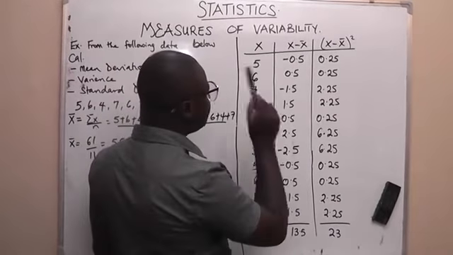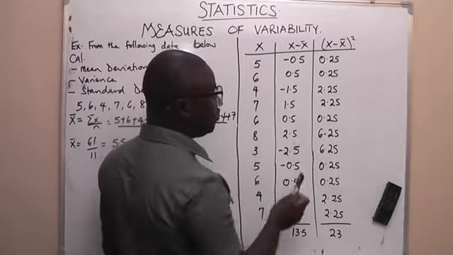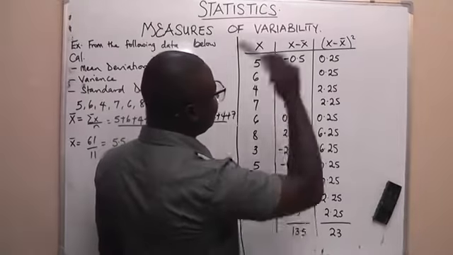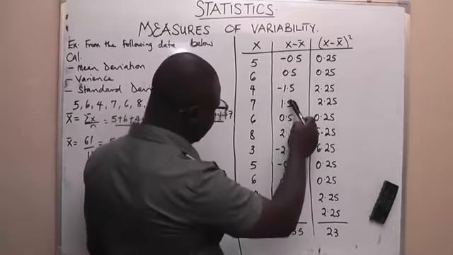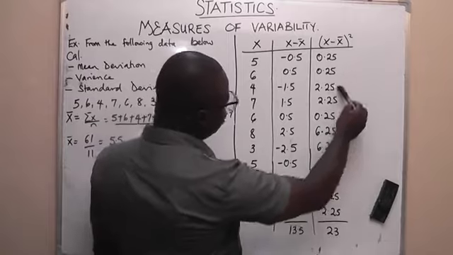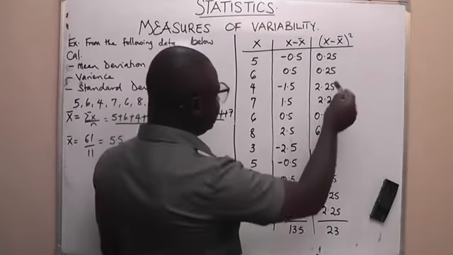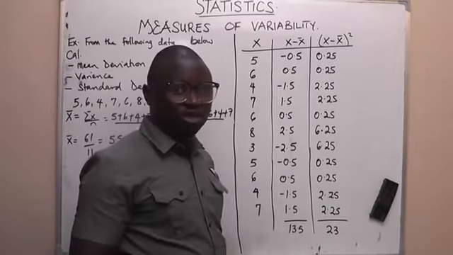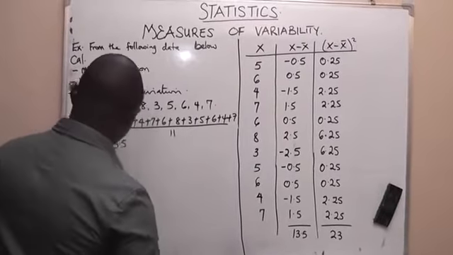Then 4, which is your x here, minus 5.5 again will give you minus 1.5. Minus 1.5 squared, you're going to get 2.25. And then you do like that till you get to the last number, which is 7 here, and you also do the same thing till you get to the last answer. Now, with this information, we can go ahead to calculate our mean deviation. So allow me to use this side for my calculation now.